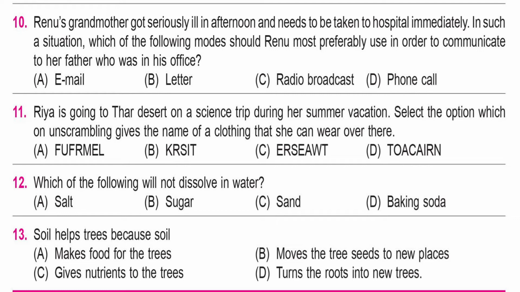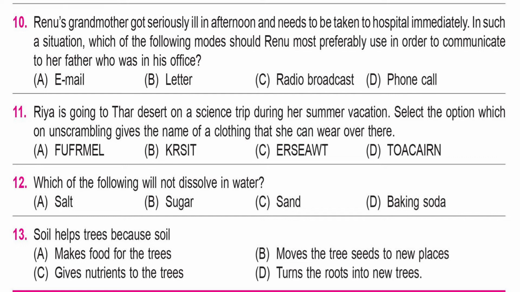Question 11. Ria is going to the Thar desert on a science trip during her summer vacation. Select the option which, when unscrambled, gives the name of clothing that she can wear over there. So these are your options. These are jumbled words and you need to identify the correct option. If you notice, option A is FUFRMEL, does it make any word that is related to clothing? Option B, KRSIT. Yes, it makes sense. It's all about your skirt. So the correct option will be option number B, skirt.